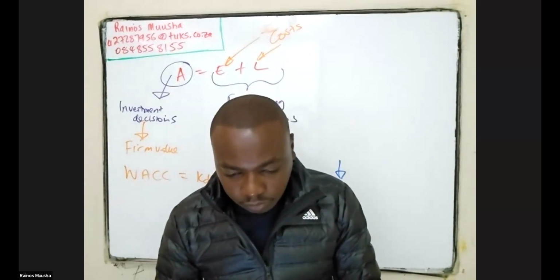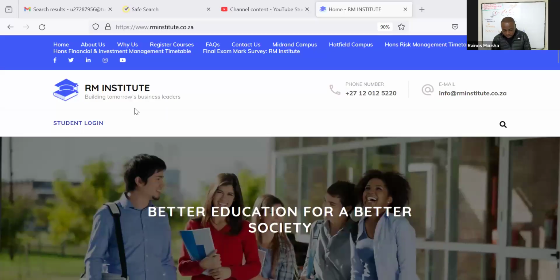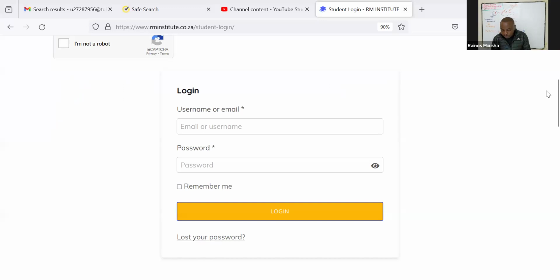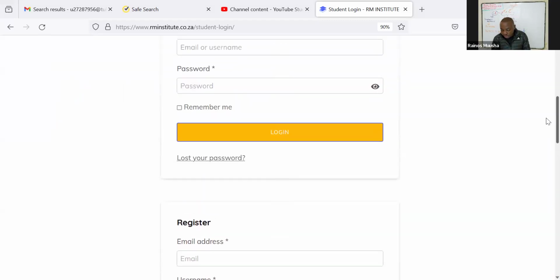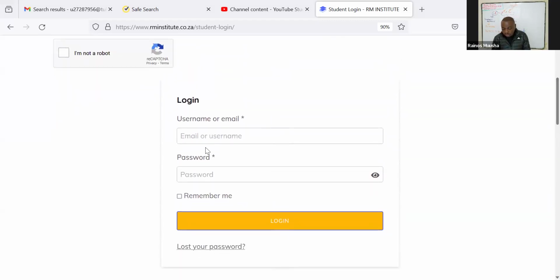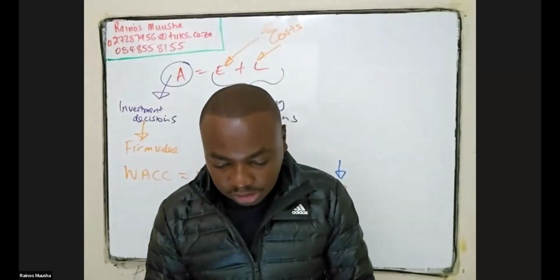So if you go onto the website, to access the material, to log into your user account, you click on student login. Remember, if you don't have a user account as yet, you need to create one by indicating your email, your preferred username, and also your preferred password. Then you click on register. In future, after you've created a user account, to log in you can either indicate your email or the username, and then you put your password, and you'll be able to log in to access your material.